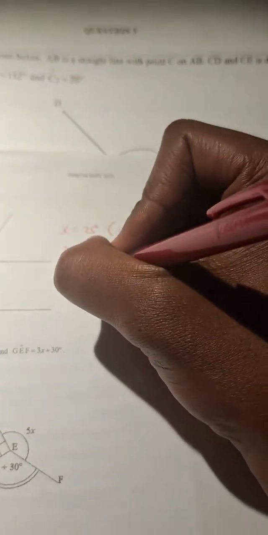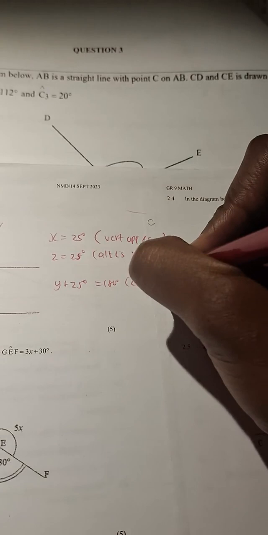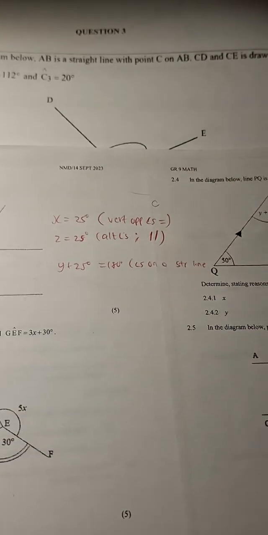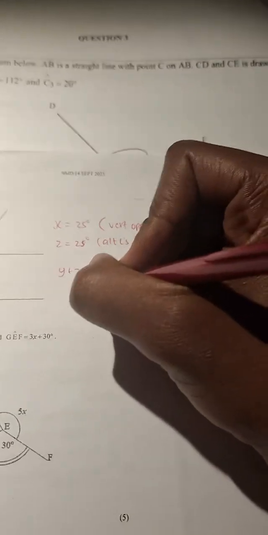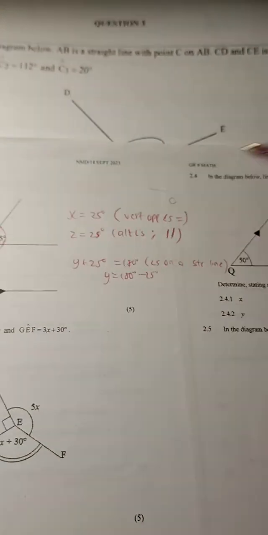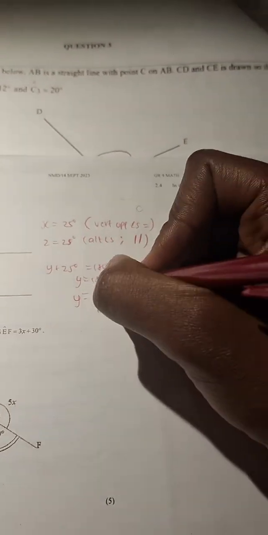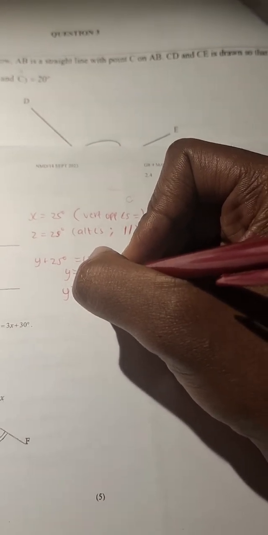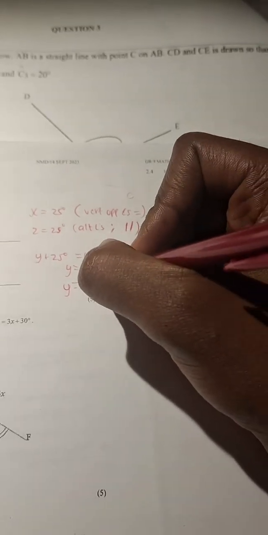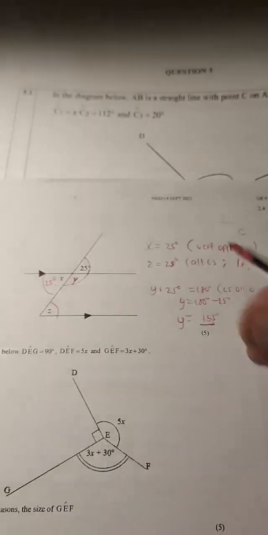Someone could say y plus 25 degrees is equal to 180 degrees. What's the reason? Angles on a straight line. Someone else could take that direction. I'm just exploring directions here, just to show you that in geometry there's many ways to get to the answer. Then of course that would be equal to 155, right?